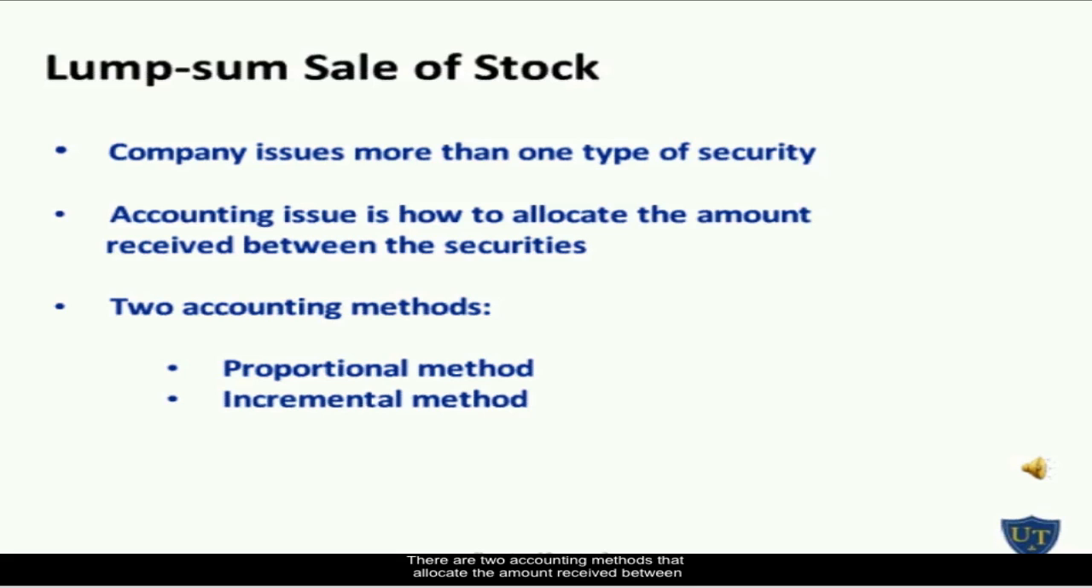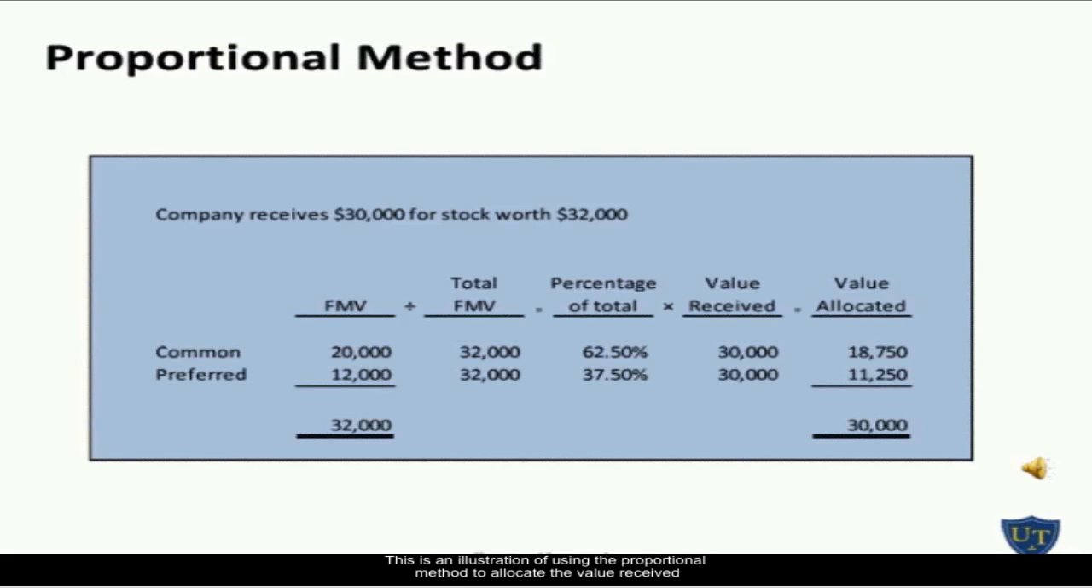There are two accounting methods that allocate the amount received between the classes of securities. Those are the proportional method and the incremental method. This is an illustration of using the proportional method to allocate the value received over the two classes of capital stock. Regardless of which accounting method is used, the value received is $30,000, and that's the total value that will be allocated to the shares of stock. Another way of saying that is the company has increased their assets by $30,000, and they've increased contributed capital by $30,000 also. The question that we're grappling with is how much of that $30,000 goes to common stock and how much goes to preferred stock.